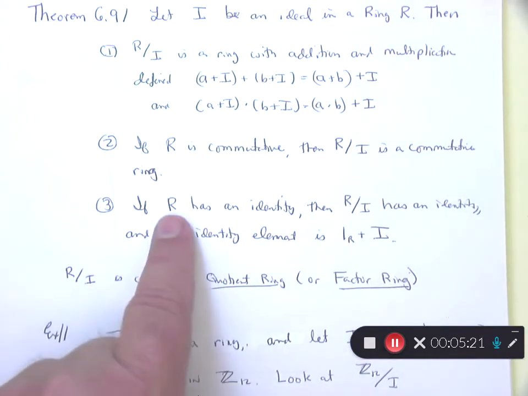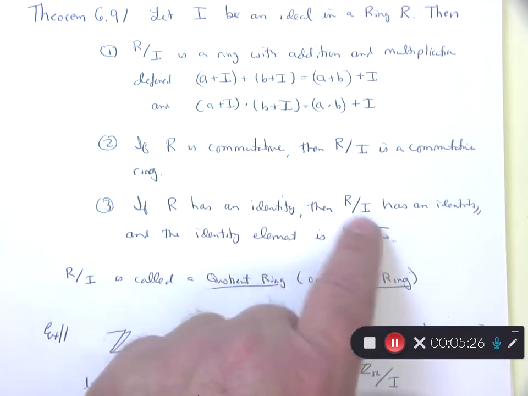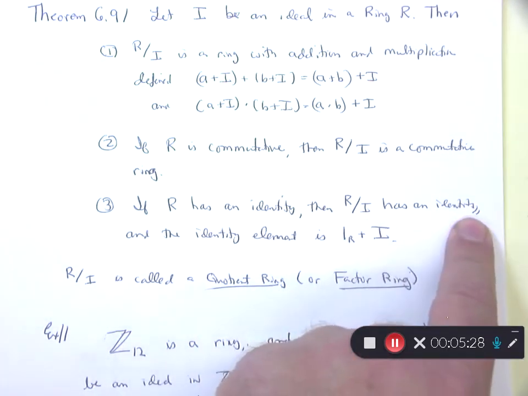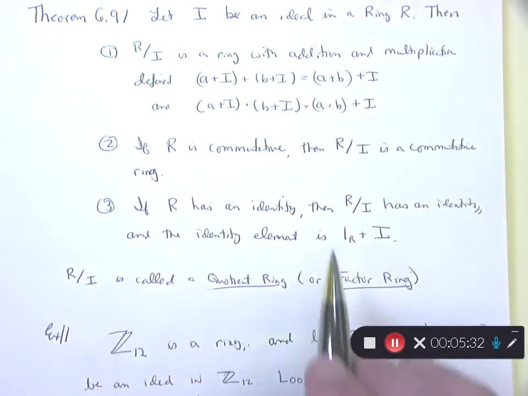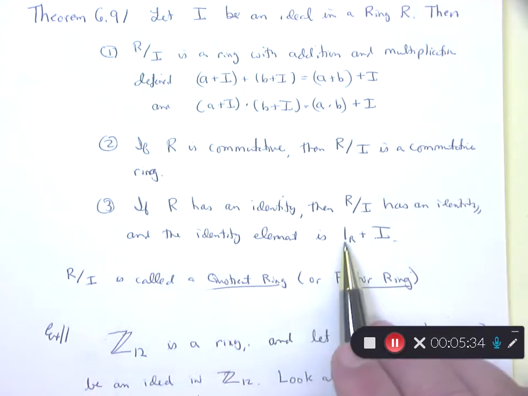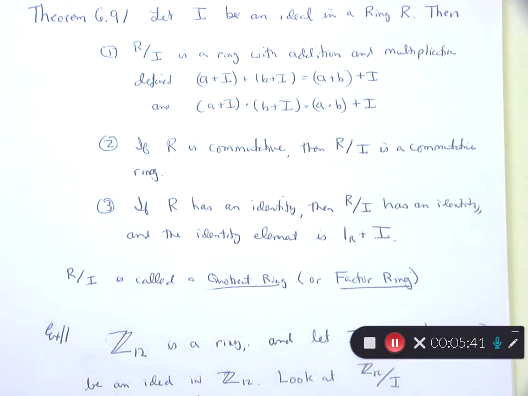And if R has an identity, it's a ring with identity, then R mod I will also be a ring with identity. And that identity element, we're talking about the multiplicative identity element, would be the identity element in R, which we call 1 with a subscript R. But to make it a coset, we just put plus I. And that becomes the identity element in the quotient ring, R mod I.